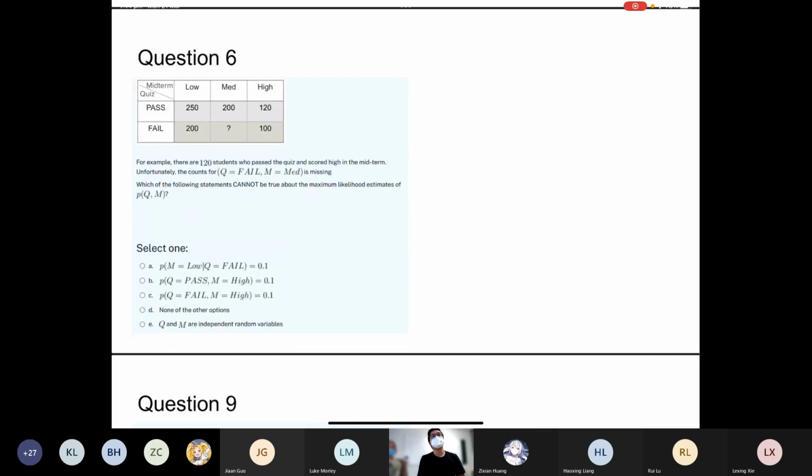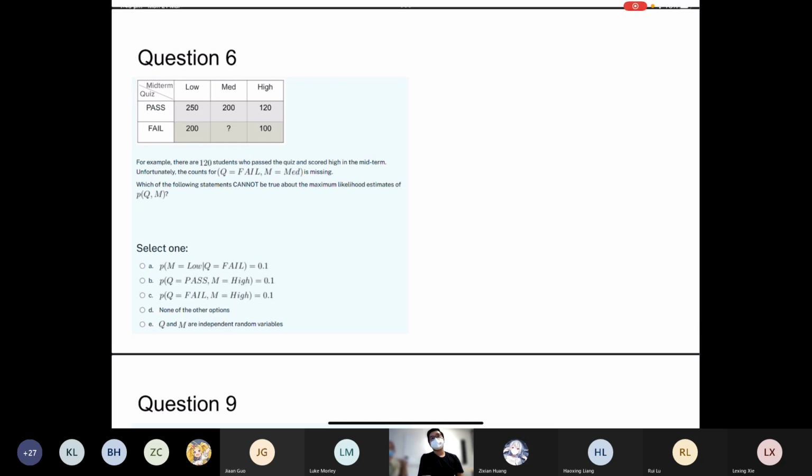Question 6. Yeah, so this one is the one that has the lowest average score among everybody. And so the correct answer to this question, you probably can see on Wattle, is that Q and M are independent random variables. So it's impossible to have Q and M as independent random variables. The first three answers to this question, A, B, and C, are all possible. You just need to put the right number for X in, put the right number for the question mark in, and you will have the exact probability. So they're all possible.